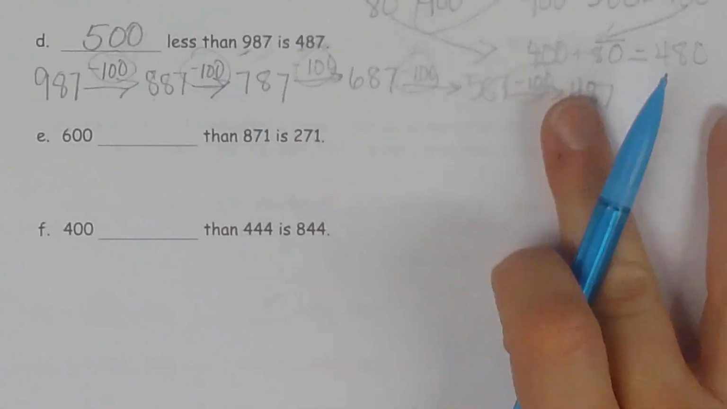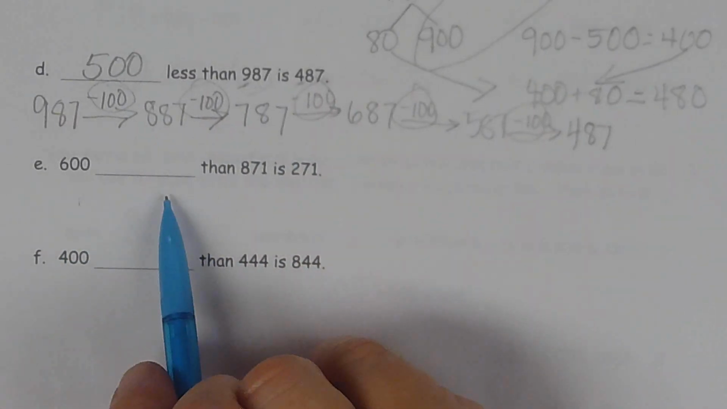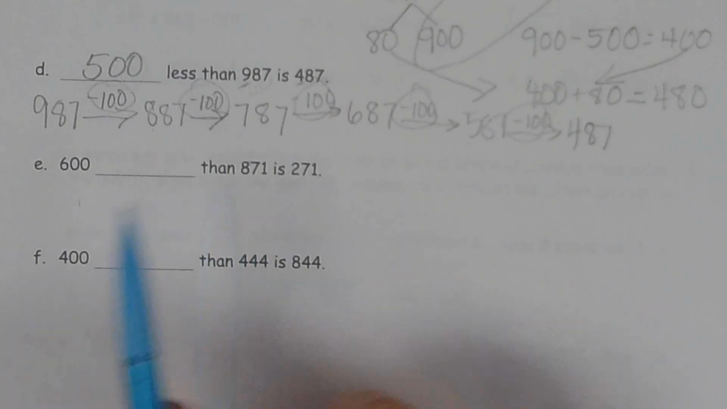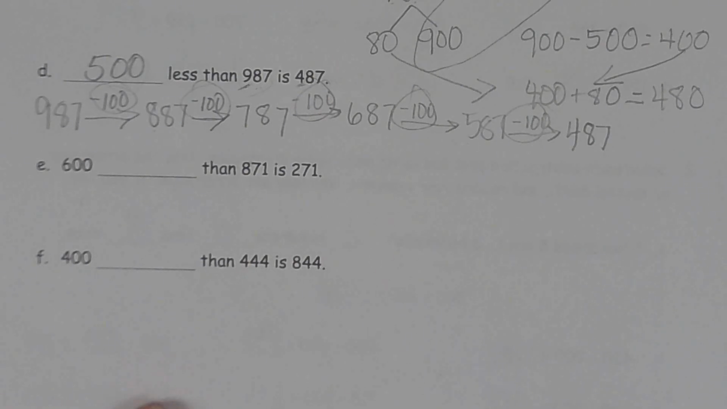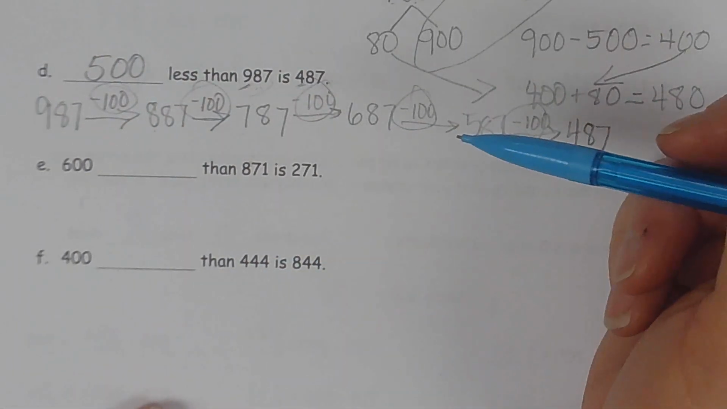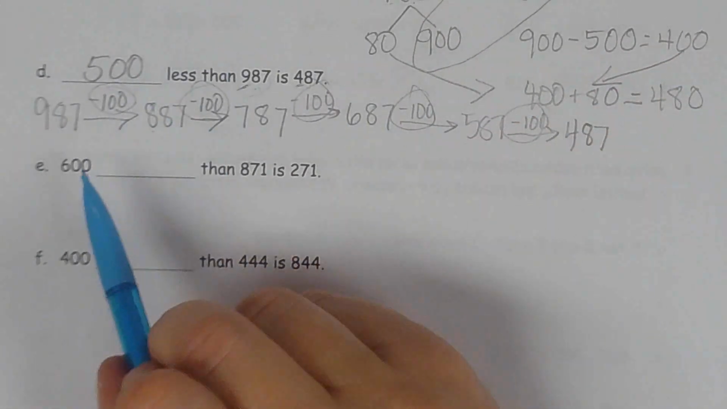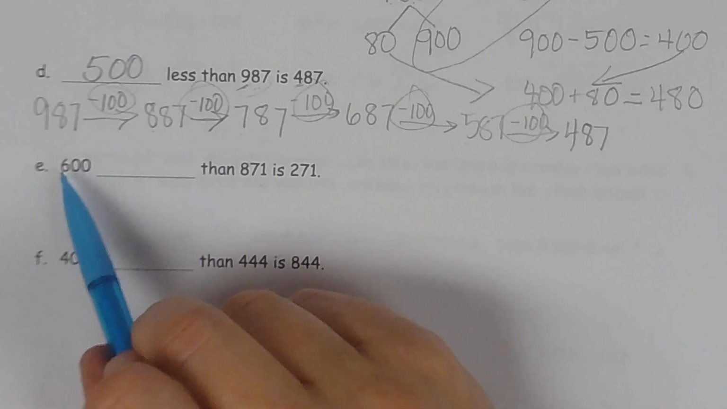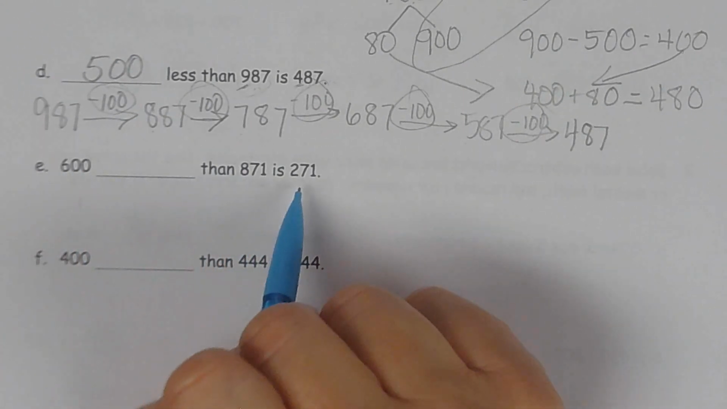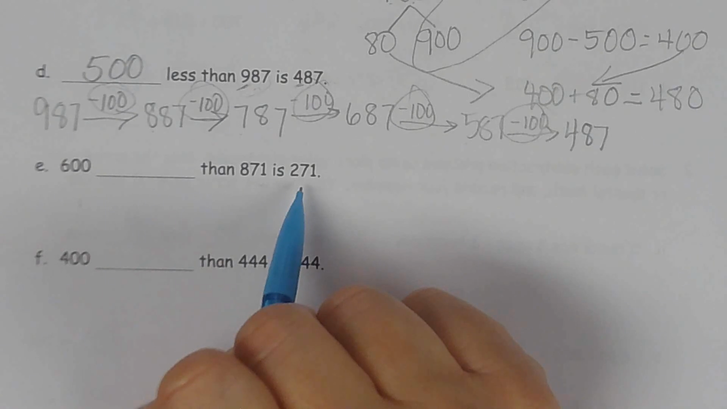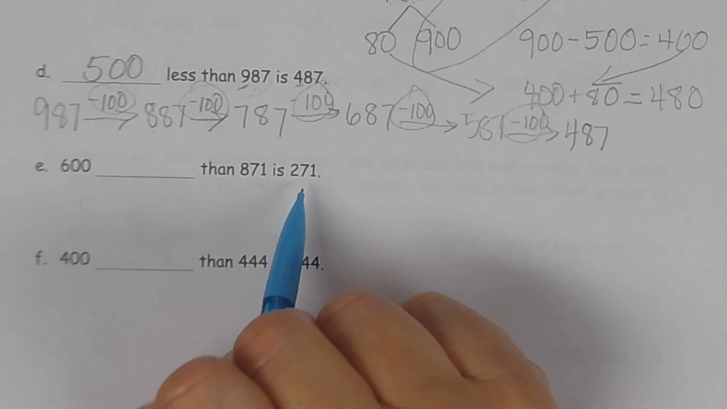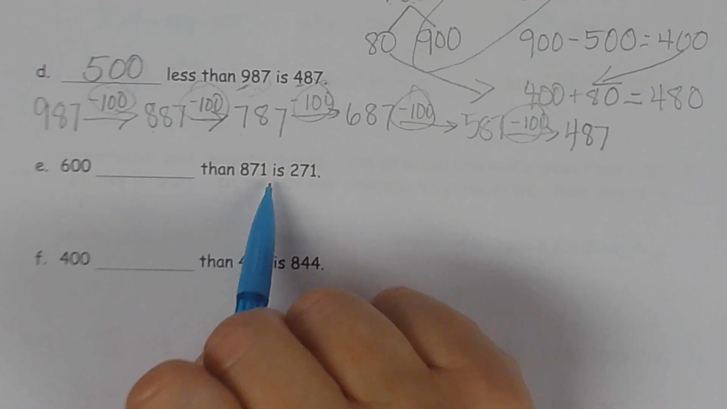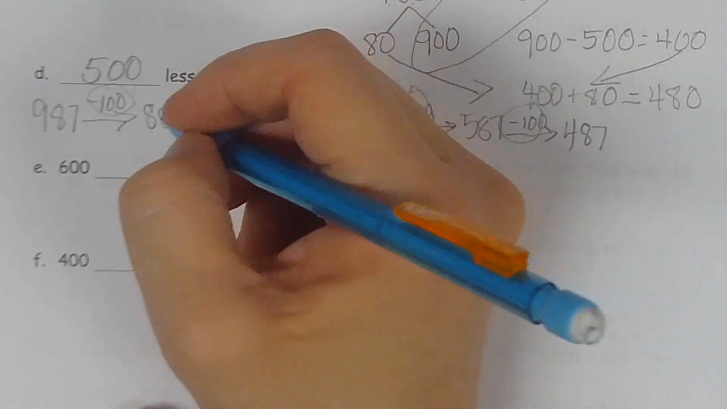All right, 2 more. 600 blank than 871 is 271. Oh, well, that's pretty simple. We just have to say if it's more or less. 600 more than 871? If I added 600 to 800, would I get 200? No, you would have to get a bigger number. So 600 less than 871 is 271.